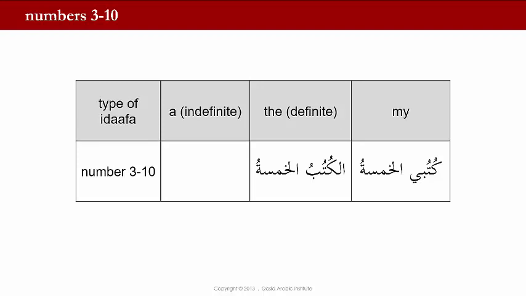Again, breaking up the idafa, because remember that in the regular sense of saying 5 books, we would say khamsatu kutubin. However, if we wanted to say the 5 books, we'd say al-kutubu and then put the number after it, al-kutubu al-khamsatu. If we wanted to say 5 books, we'd say khamsatu kutubin, as we had looked at and seen before.